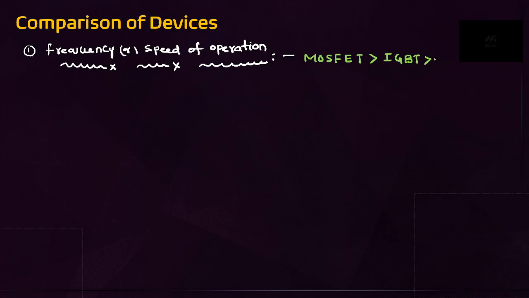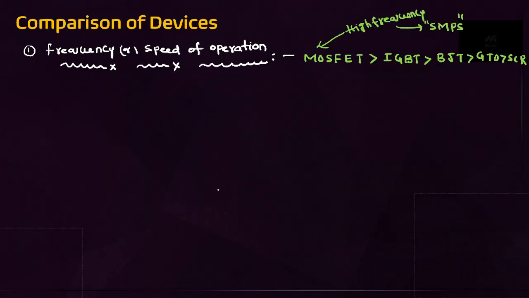Next BJT. Next GTO. Least frequency is SCR. As compared to SCR, least frequency is triac. But mainly I am comparing only these 5 devices. With respect to frequency or speed of operation, this MOSFET is used for high frequency applications, friends. Then this is used in SMPS application, switched mode power supply application.